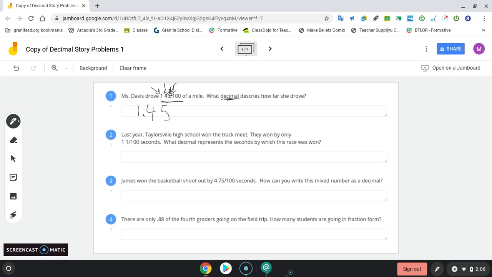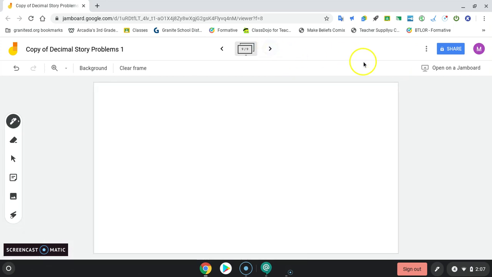Number 2. Last year, Taylorsville High won the track meet. They won by only 1 and 1 hundredth seconds. What decimal represents the seconds by which this race was won? Again, we have a mixed number with a whole number and a fraction, and they want a decimal. So take a mixed number and convert it into a decimal. This is something I wanted to practice a couple times.